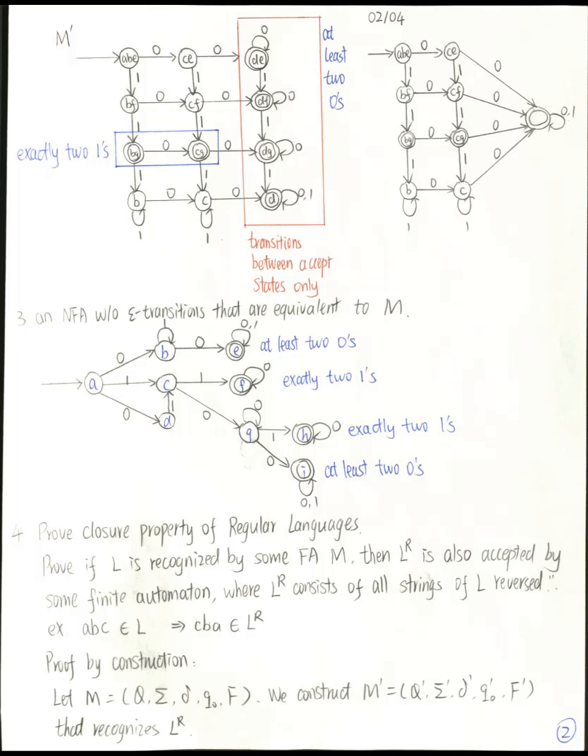So I can replace these 4 states by a single state. And after I reach this state, I can read any number of zeros and ones.